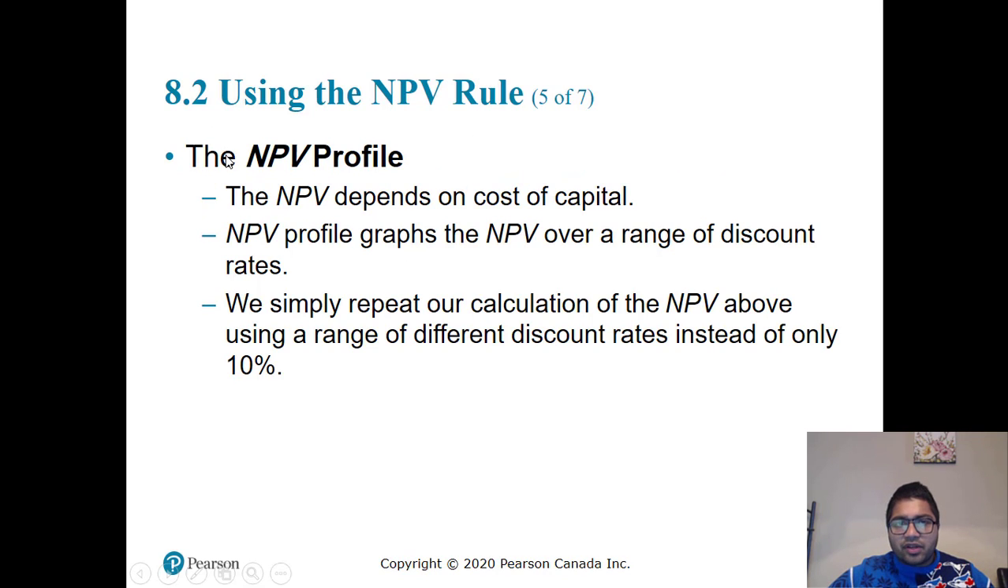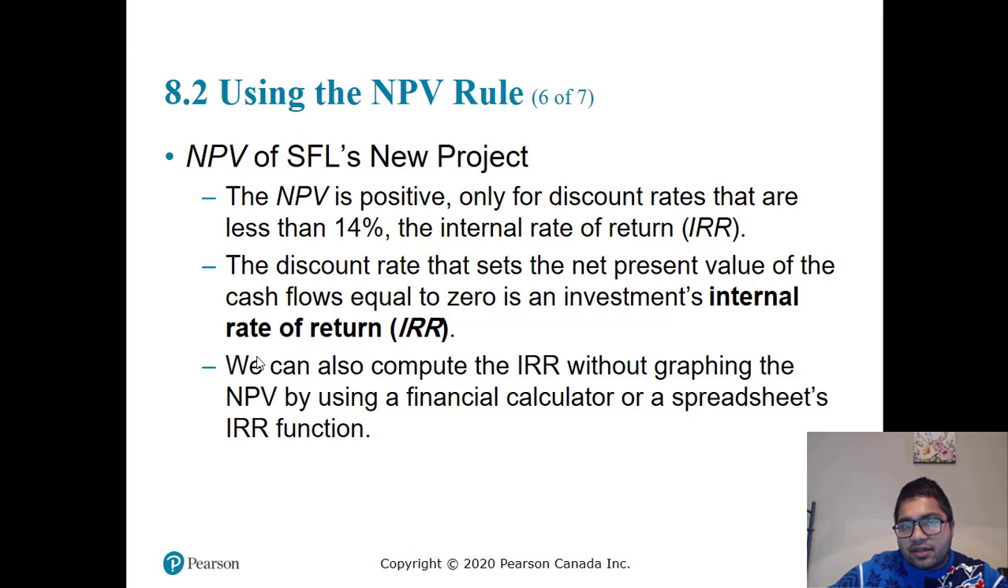So using the NPV rule, we always create an NPV profile. What is an NPV profile? It depends on the cost of capital. We draw a graph based on interest rates, and that is nothing but the NPV profile. An NPV profile graphs the NPV over a range of discount rates. We simply repeat our calculations above using different interest rates other than 10%.